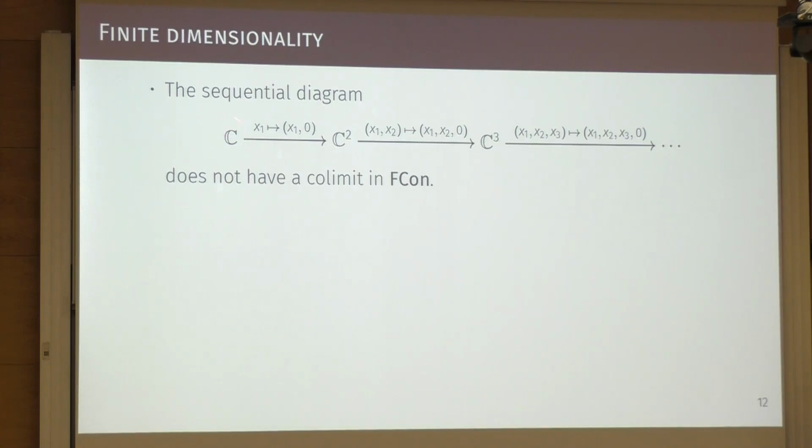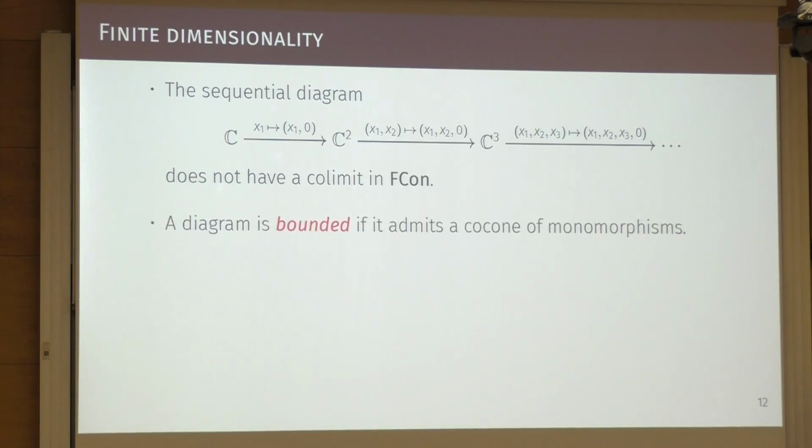So if I have complex numbers injecting into the first coordinate of pairs, injecting into the first 2 coordinates of triples and so on, then this diagram here doesn't have a co-limit in Fcon, and in Con its co-limit is L2, the space of square summable sequences. So it's diagrams like this that are problematic.